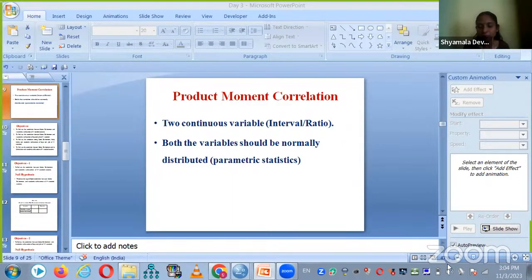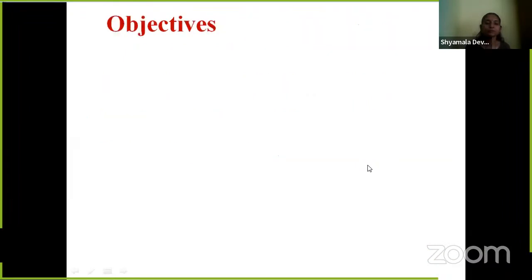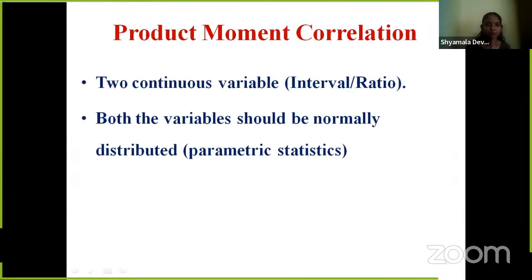And next, one important point is, yes, we should have two continuous variables. See, this is very, very important because in some viva, I have seen students who have correlated between a continuous and a discrete variable. No way you can do that. Only you can correlate two continuous variables.